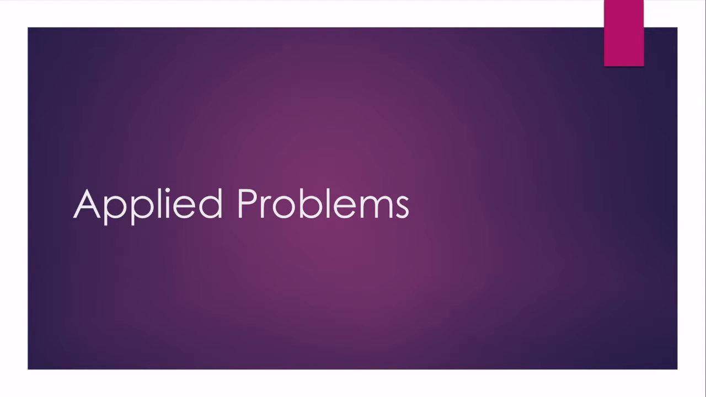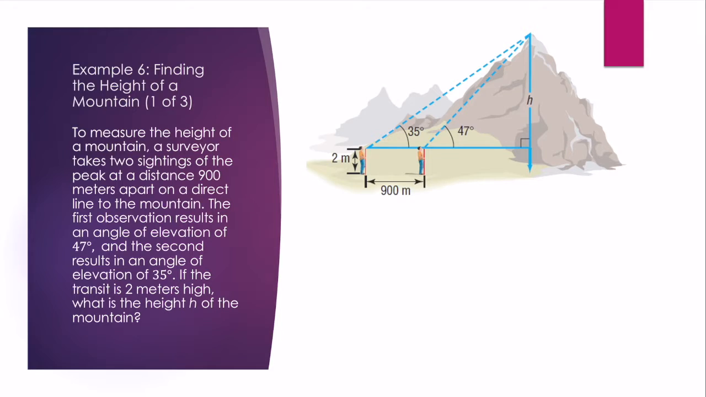So let's go ahead and solve some applied problems. First, we're going to find the height of a mountain. To measure the height of a mountain, a surveyor takes two sightings of the peak at a distance 900 meters apart on a direct line to the mountain. The first observation results in an angle of elevation of 47 degrees, and the second results in an angle of elevation of 35 degrees. If the transit was 2 meters high, how tall is the mountain?